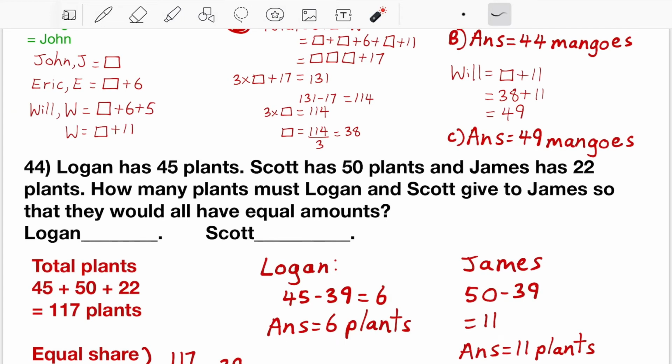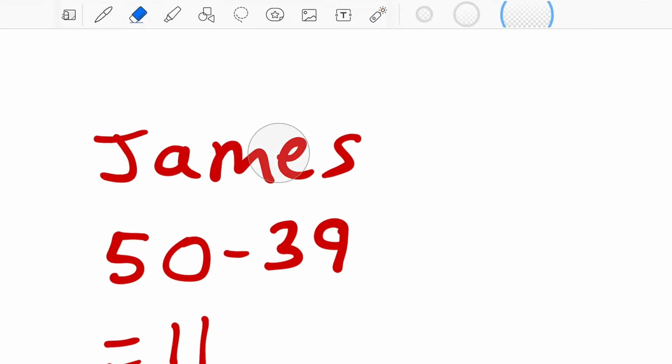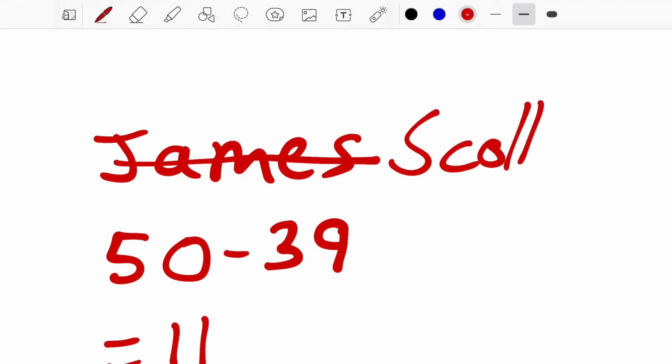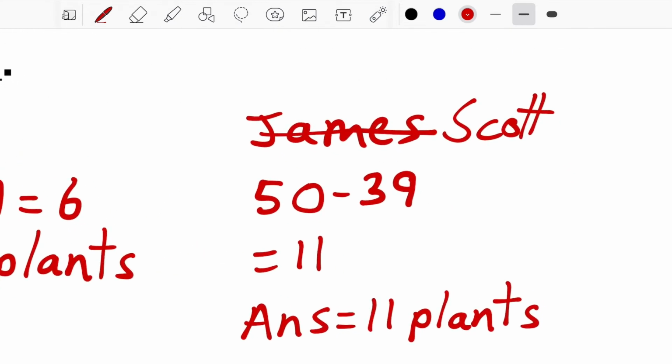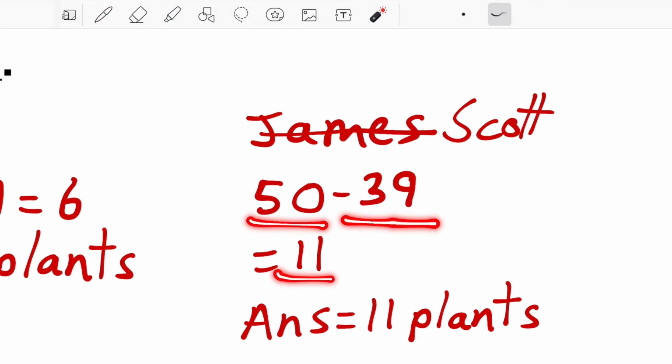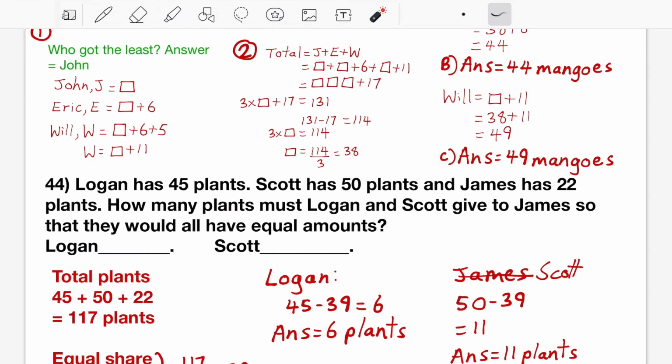There's a mistake there. This here is supposed to be Scott. That's a mistake there. This should be Scott. Right, so 50 minus the amount he's supposed to have will give you the extra that he can give to James. So the two answers are for Logan 6 and for Scott 11.